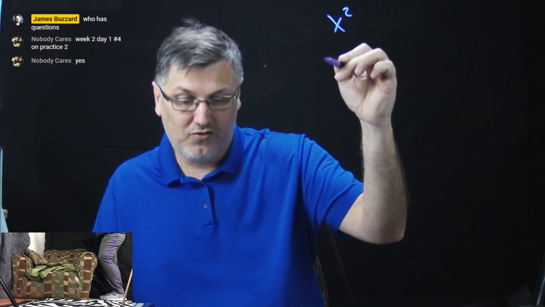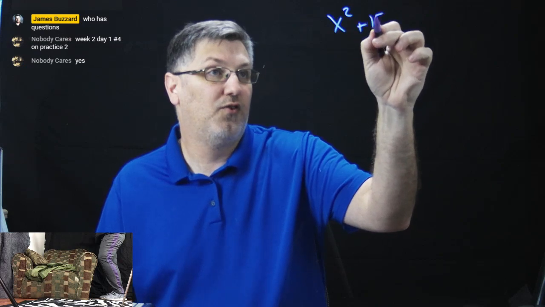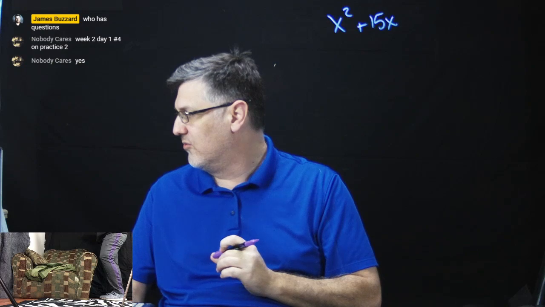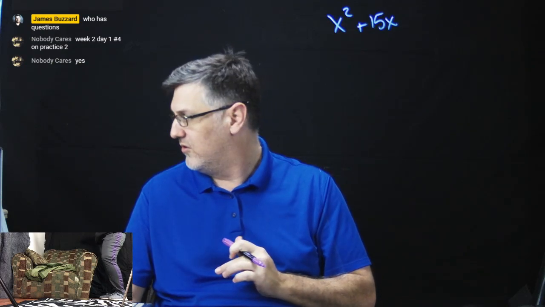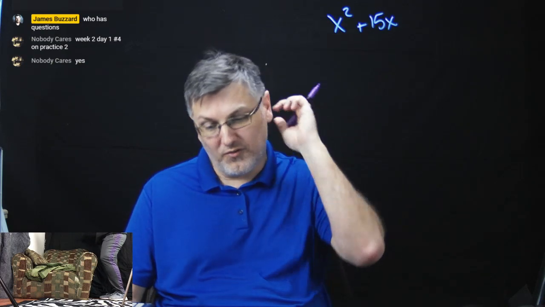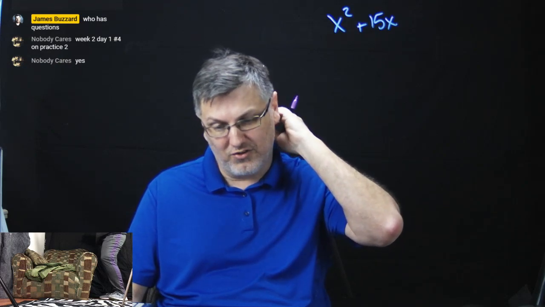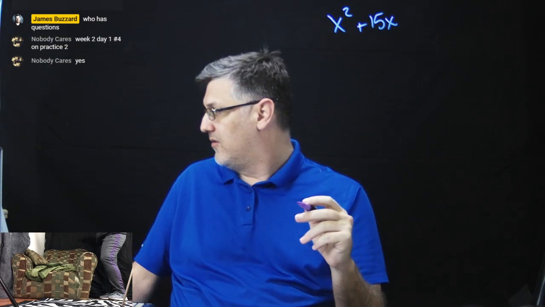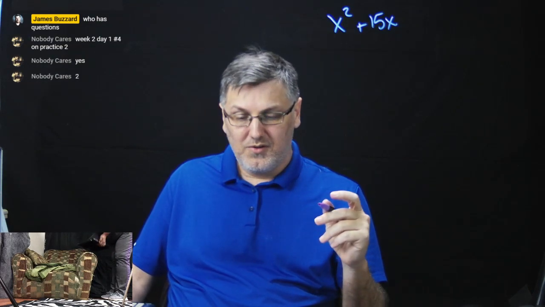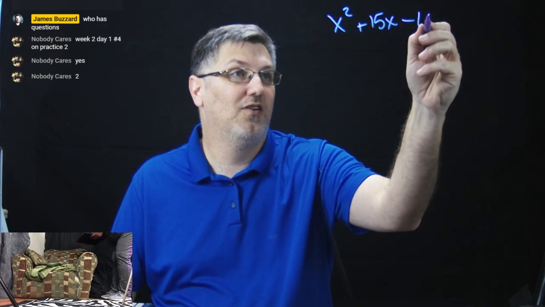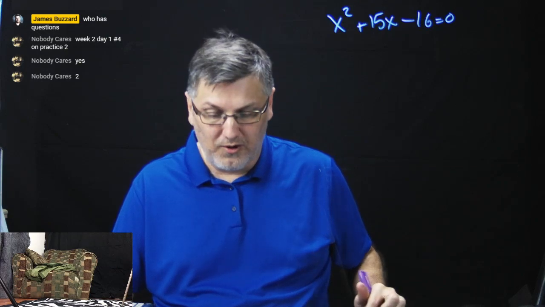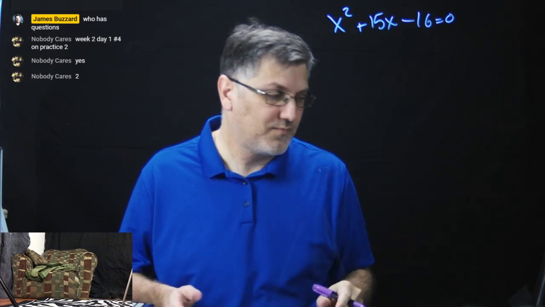All right, so we've got x squared plus 15x. Wait, you want practice 1 or practice 2? Because there's 2 number 4s. That's weird. You want practice 1 or practice 2? Well, I'm going to do minus 16. So I'm going to work this one, and if it's the other one, oh yeah, 2. Perfect. So this problem right here.